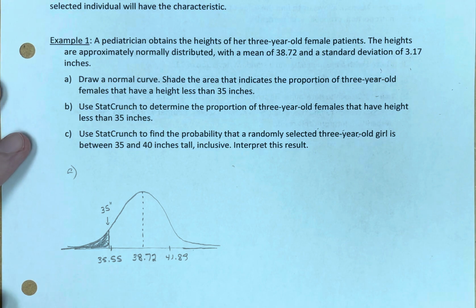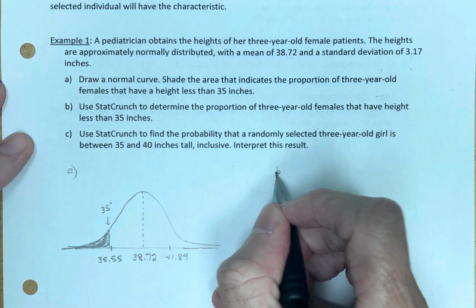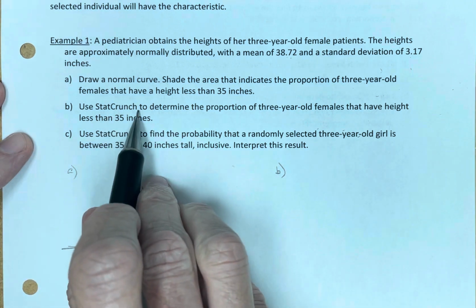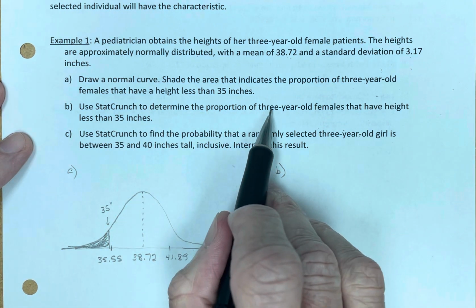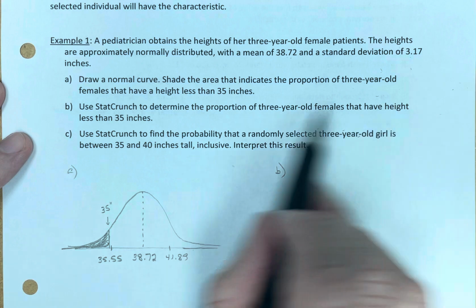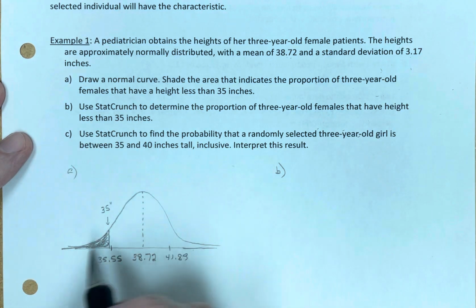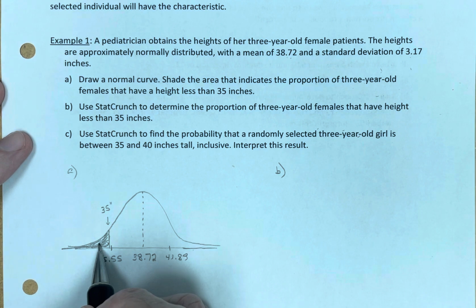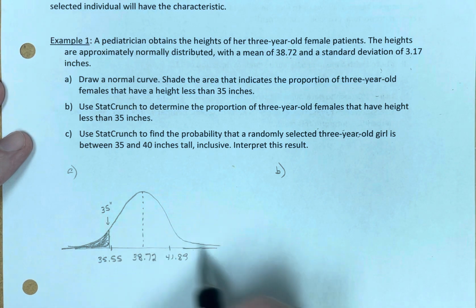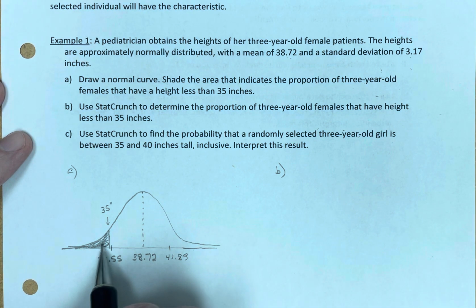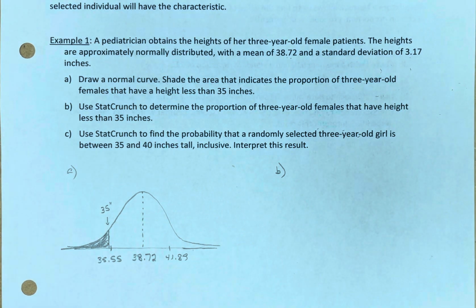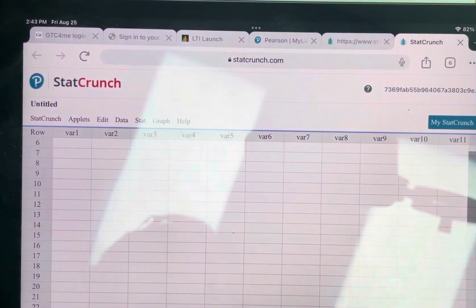Letter B. Use StatCrunch to determine the proportion of 3-year-old females that have a height less than 35 inches. In other words, what is the size of this area? The entire area is 1. What is the area of this part? StatCrunch will give us that area. Let's go to StatCrunch. I've opened up a fresh sheet.